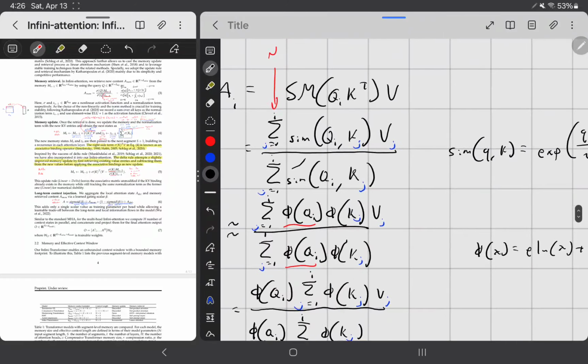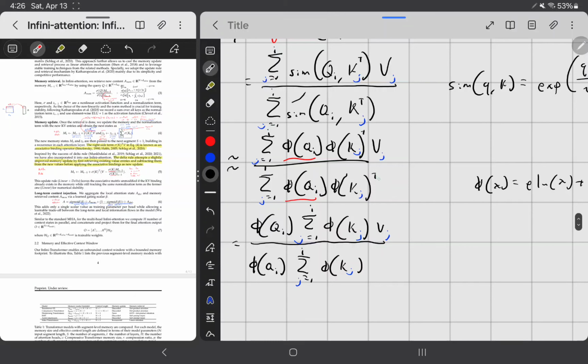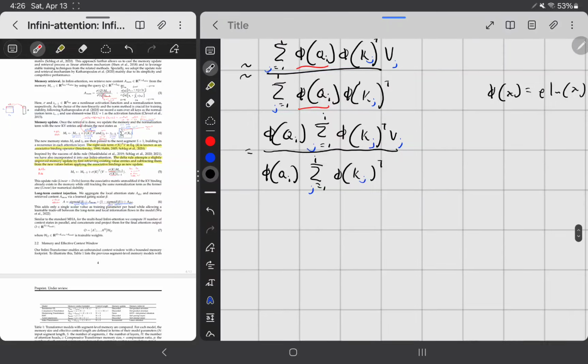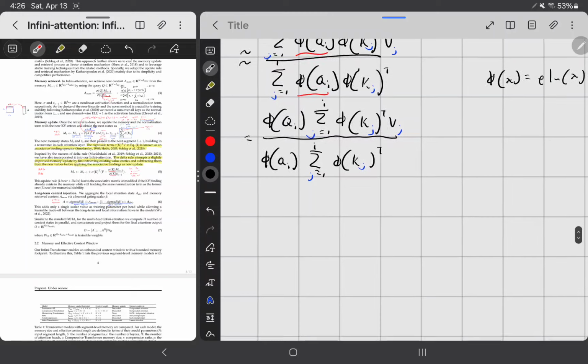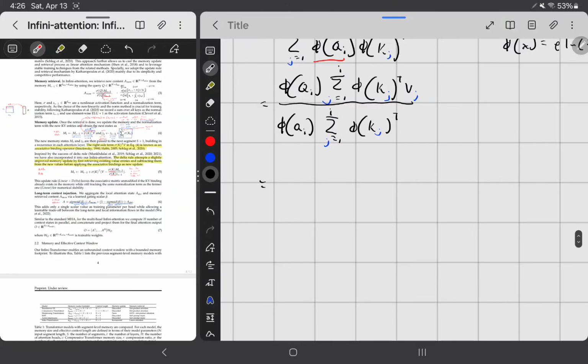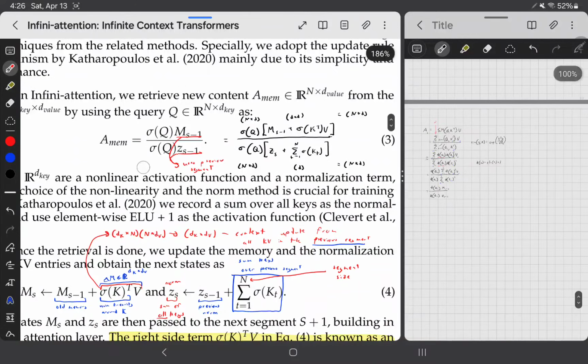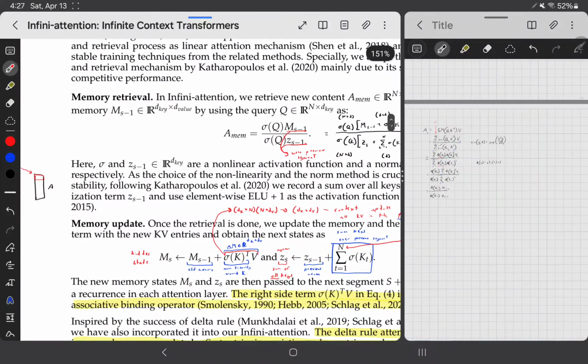I forgot the transpose. All right, let me bring the transpose back. So transposes go here. Transposes are quite important to have your order of operations right. So this is what we have, and this can be rewritten, which is what they write, as phi of q_i times M_{i-1} over phi of q_i times z_{i-1}. And this is the exact formula they have right here, except they use sigma, and sigma is just elu.